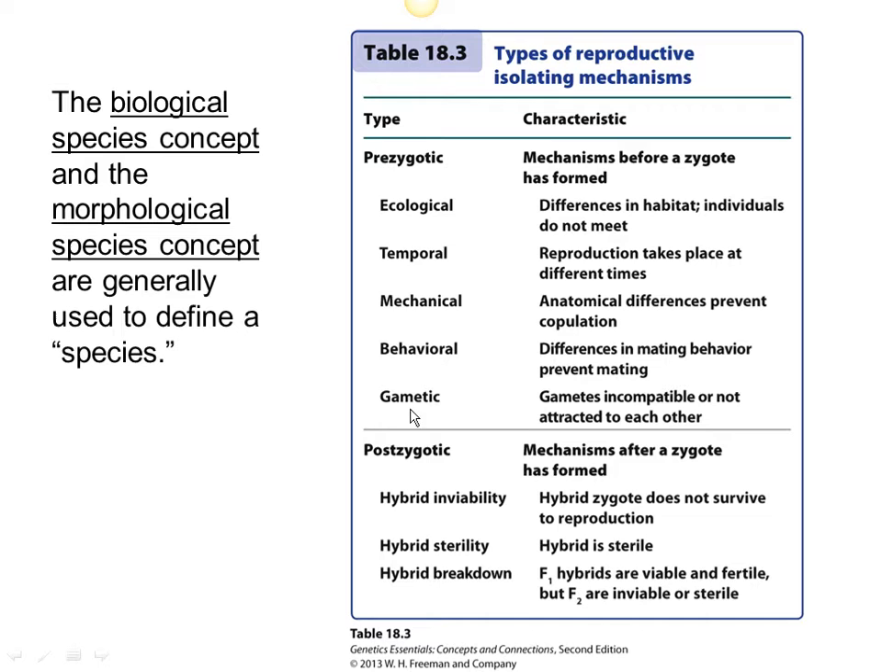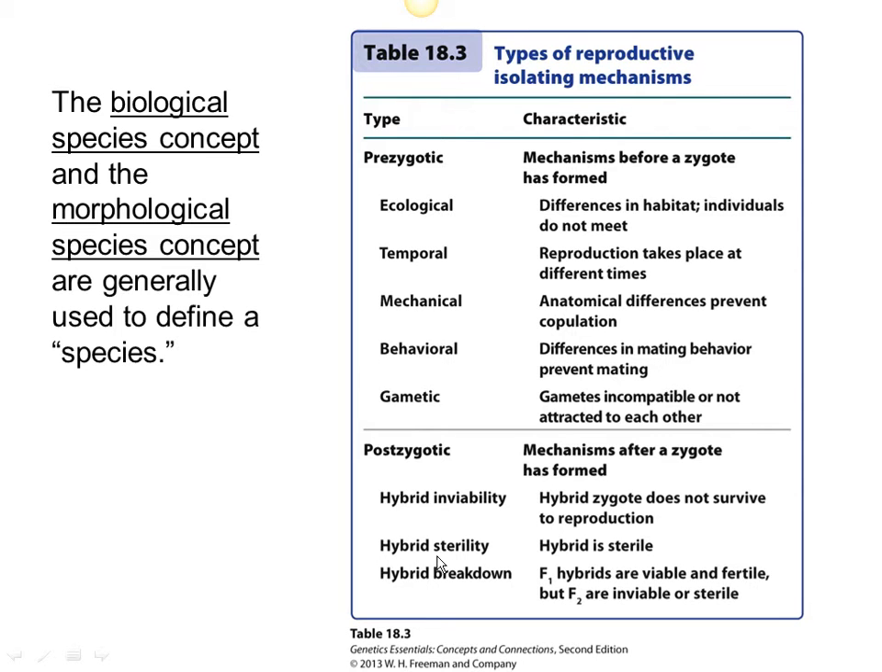There are some cases where two organisms that aren't the same species can fertilize and make a zygote, but one of these post-zygotic barriers comes into play. For example, the offspring of two different species is called a hybrid. Sometimes the hybrid just doesn't survive. It's weak, and even though the zygote forms, it doesn't grow or it doesn't survive. That's called hybrid inviability.